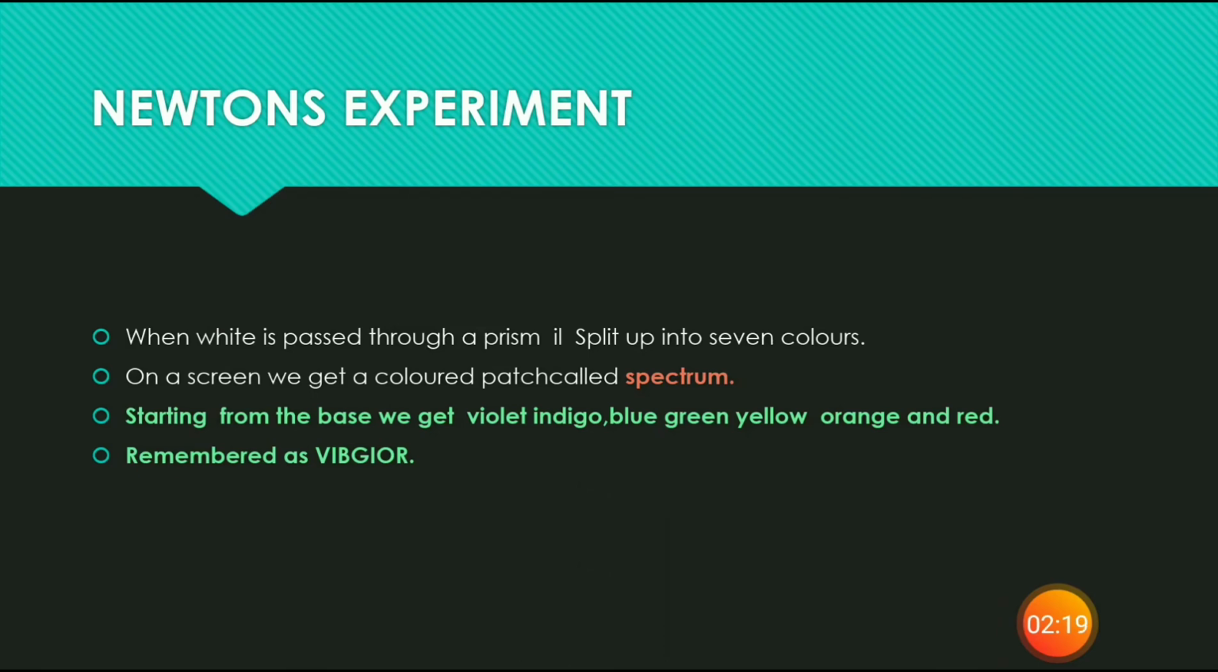When white light is passed through a prism, it splits up into 7 colors. On a screen, we get a colored patch called a spectrum. Starting from the base, we get violet, indigo, blue, green, yellow, orange and red. We can remember this as VIBGYOR.